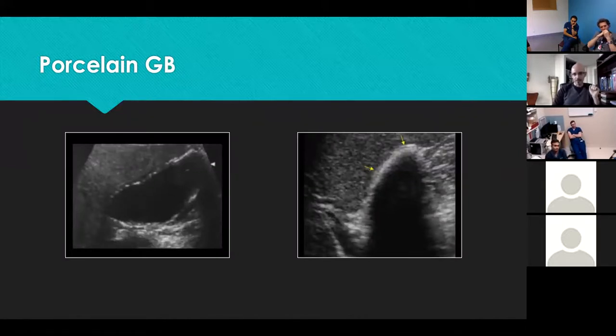That's another example of the porcelain gallbladder. And in this one, for example, because calcification is not that bad and some of the ultrasound wave passes through that wall, you do see the posterior wall, but in this example, you don't see anything posteriorly. But both of them are porcelain gallbladder, none of them are stone.